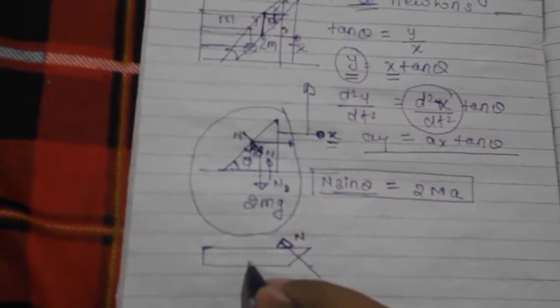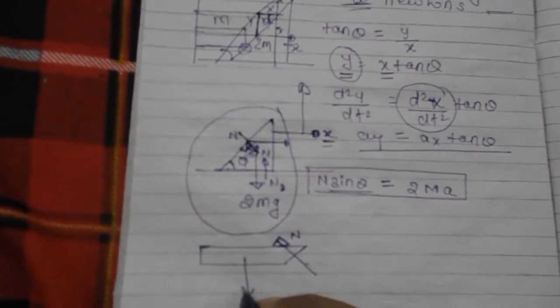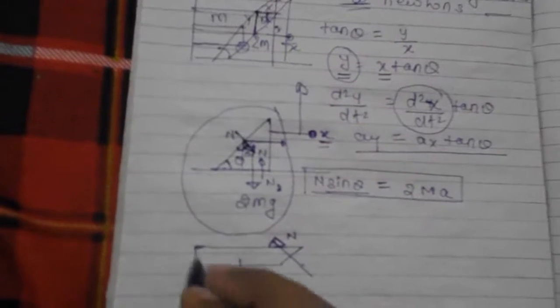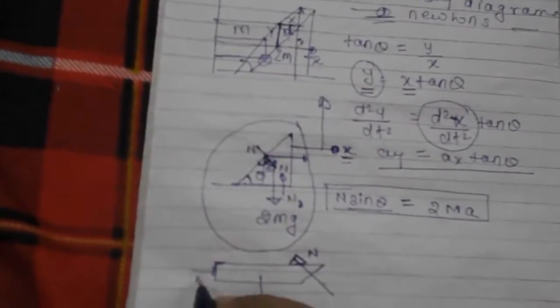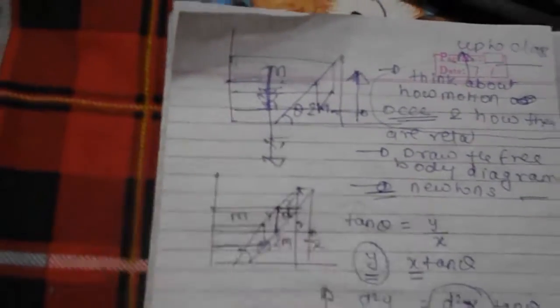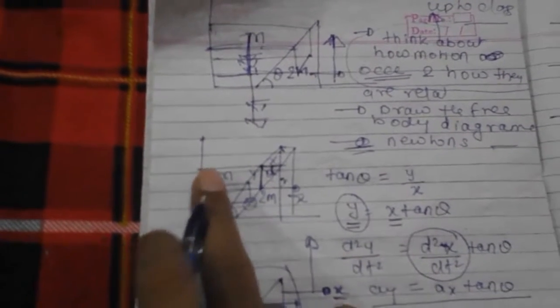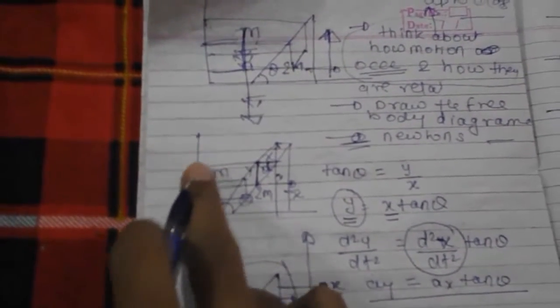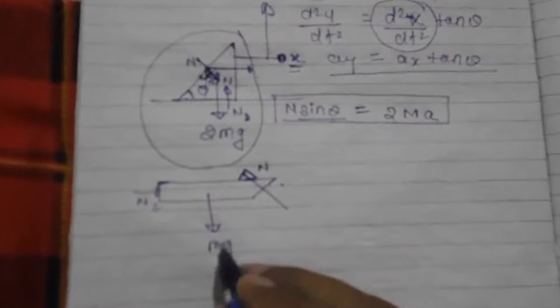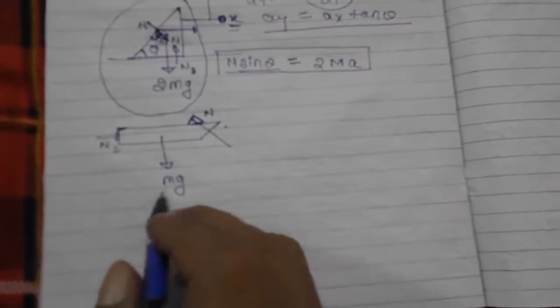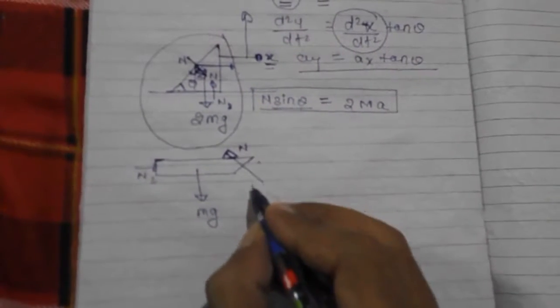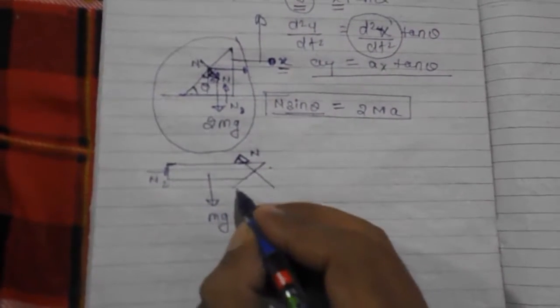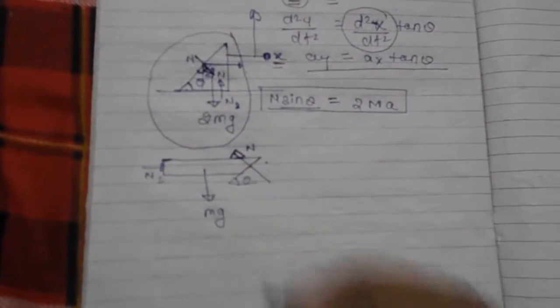And here is the mg. And here is another force. Let me call it N2. Who has applied this force? This wall. Okay guys, this wall has applied this normal force. So you know this angle is theta.